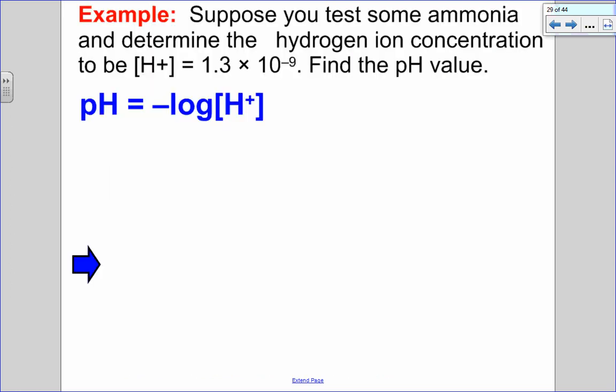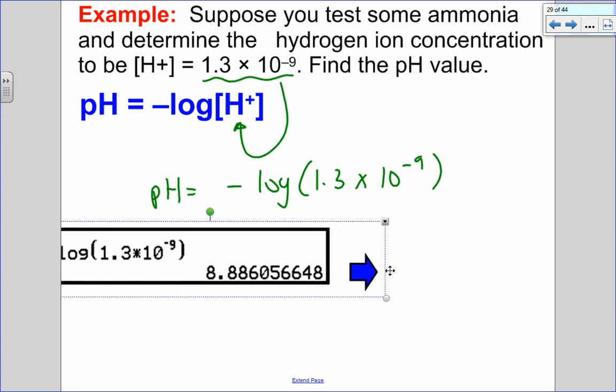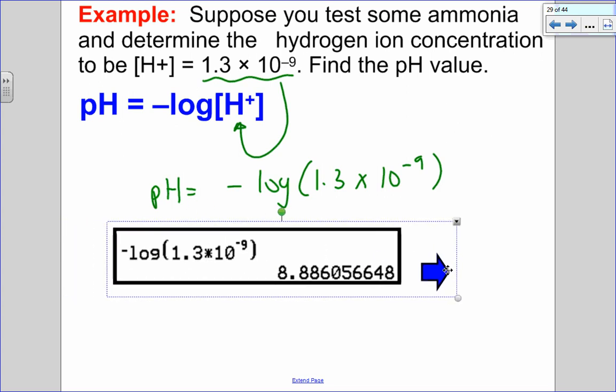Okay, so looking at the first question, suppose you test some ammonia and determine that the hydrogen ion concentration is 1.3 times 10 to the negative 9, and that would be moles per liter, I believe, is the units for hydrogen. Find the pH value. So I'm going to take my hydrogen concentration and just plug it in there. So I'm going to have that my pH level is negative the log of hydrogen, 1.3 times 10 to the negative 9. And then all I really have to do is plug this into my calculator, and I would get, pH is usually to the nearest tenth, I would get a pH value of about 8.9.